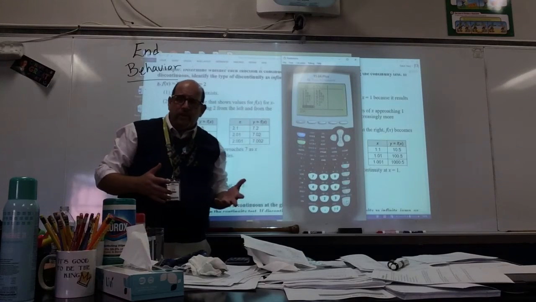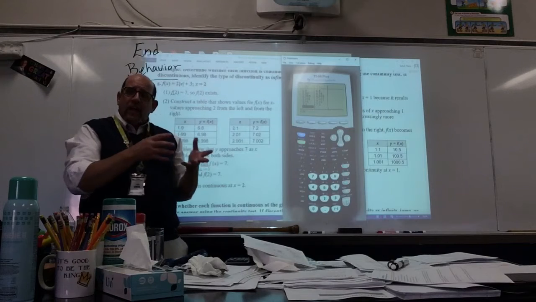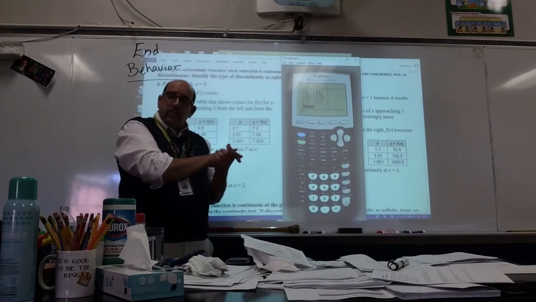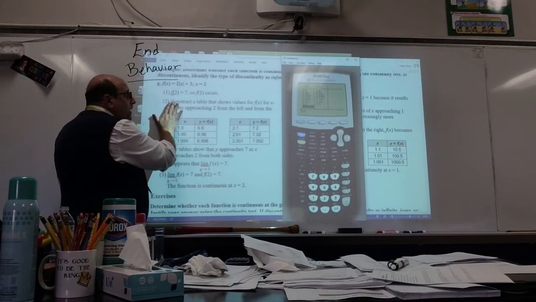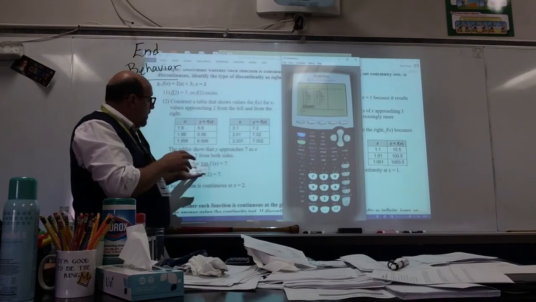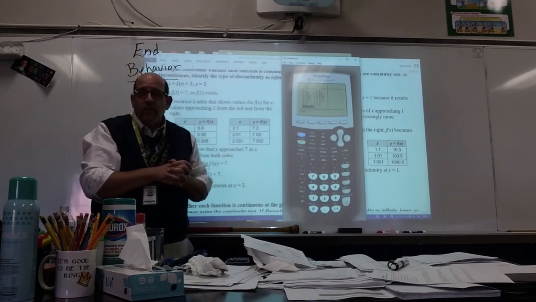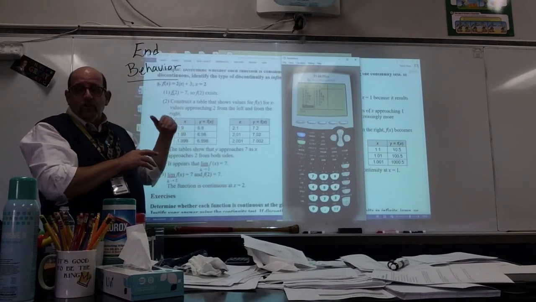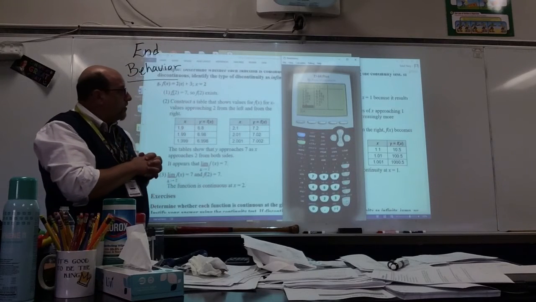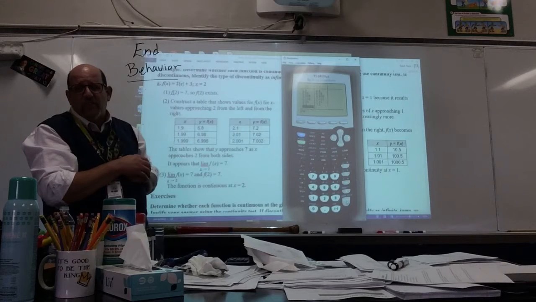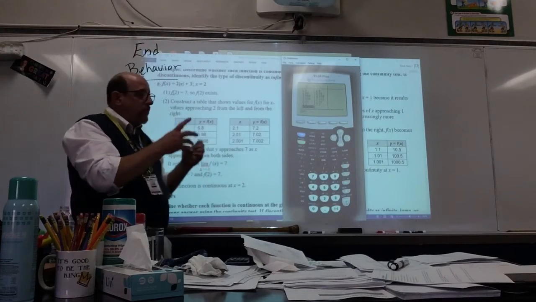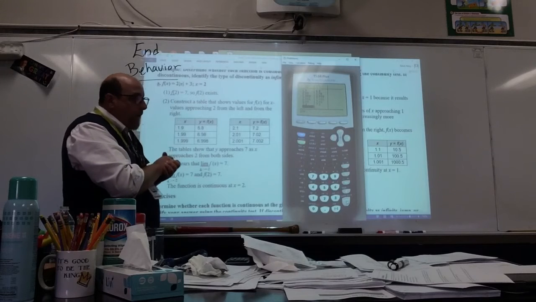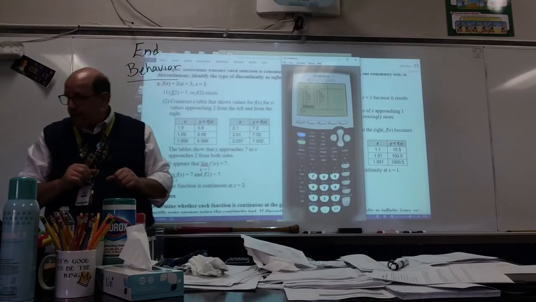And so that's how you create a table and use a table to satisfy the second requirement, to see if this limit actually does show that this function is continuous. Now, if you looked at the graph, you can see that the function was continuous, especially at that point in time. There's no gap and there's nothing there. But I wanted to show you that.